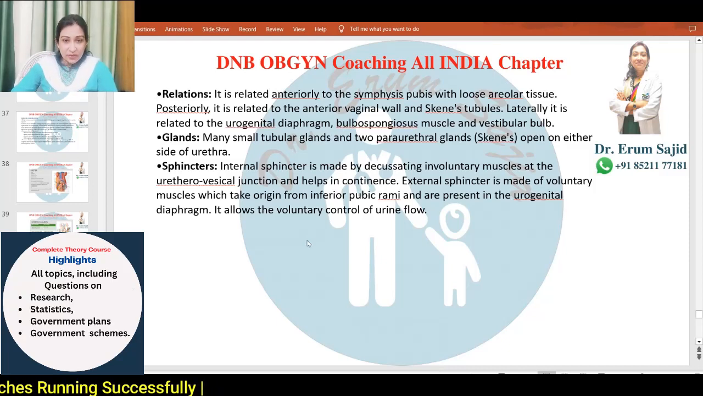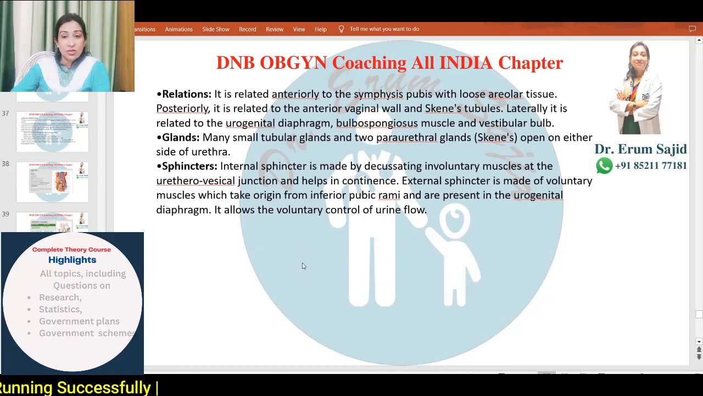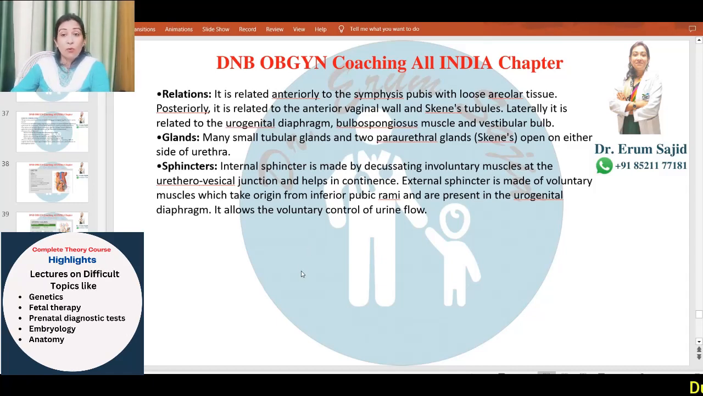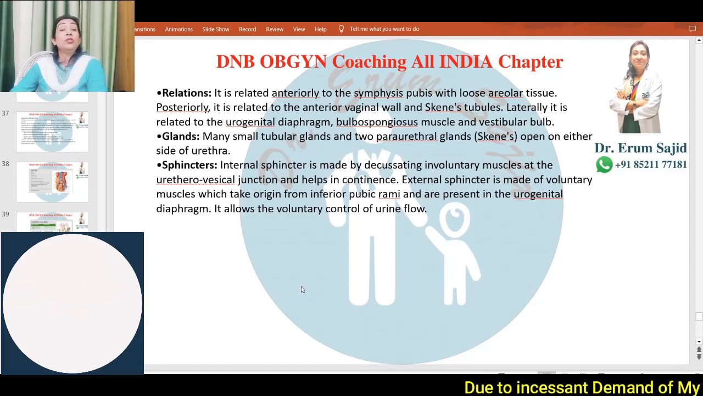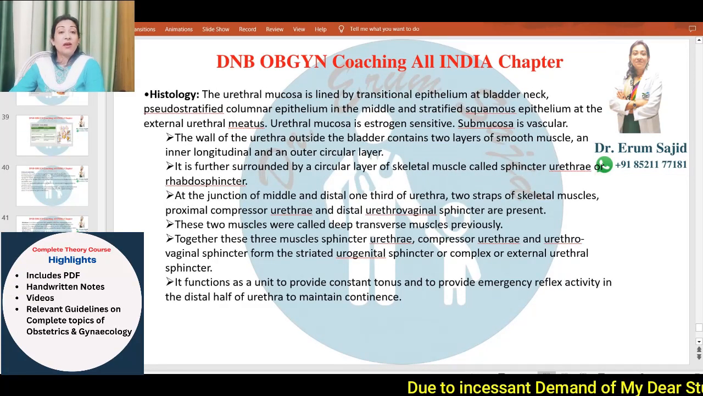You have internal sphincters made up of decussating involuntary muscles. The urethrovesical junction helps in maintaining continence, very, very important. External sphincters are made of voluntary muscles, and they take origin from the inferior pubic rami, are present in the urogenital diaphragm, and allow for voluntary control of urine flow, which is again a very important thing.